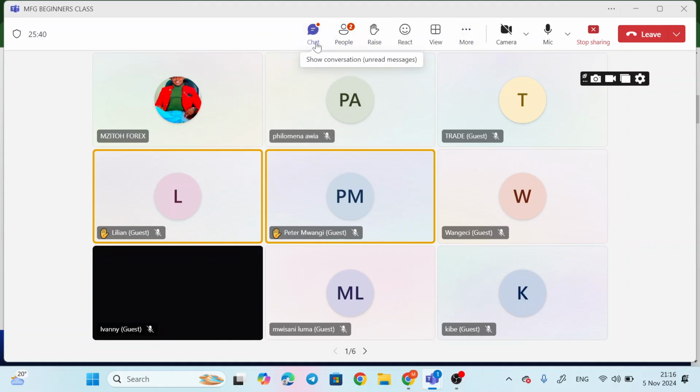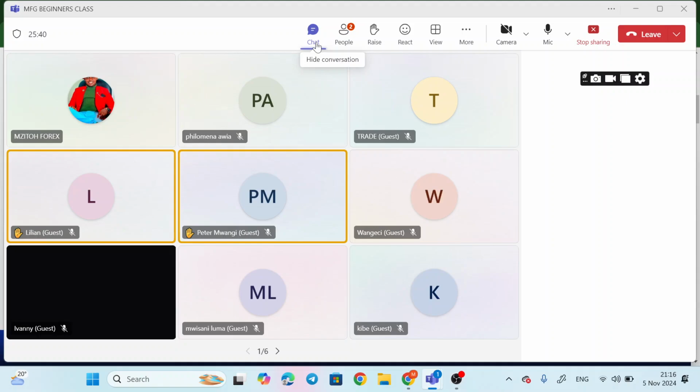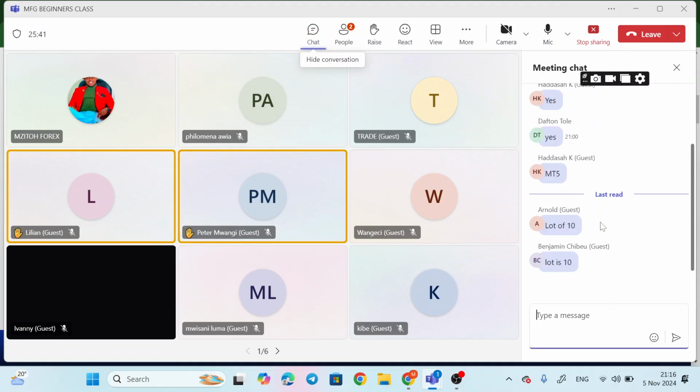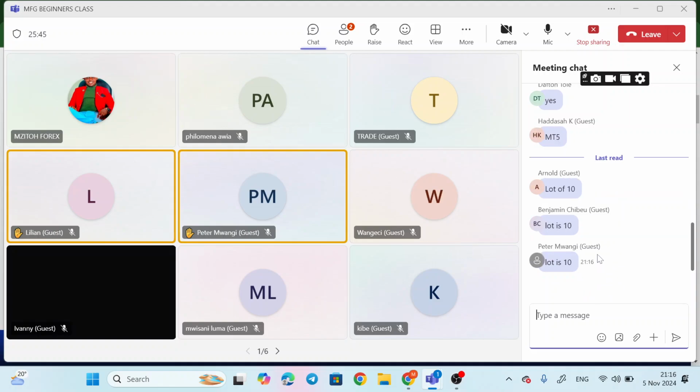We are over 40 people here, about 50, I think so. Let's answer. The lot is 10, correct. Benjamin, Arnold, 10. Peter Mwangi, let's cooperate. The lot is 10. Sir Anthony, lot is 10. Okay, and the amount at risk, so the lot is 10. Yes, so the lot size is 10.